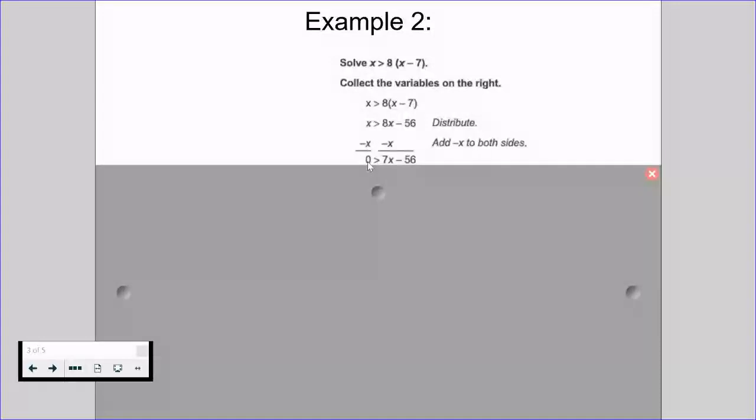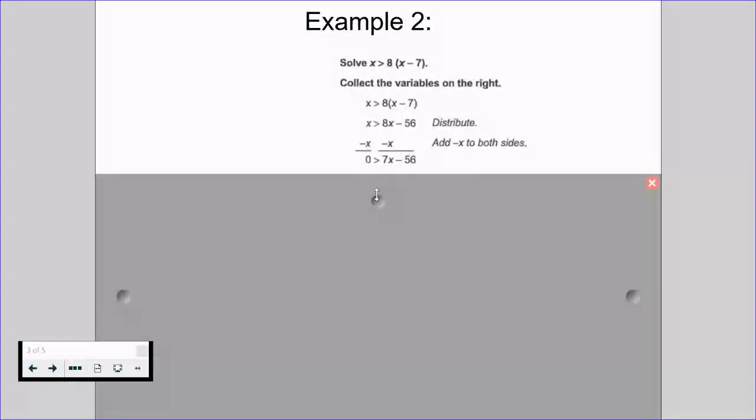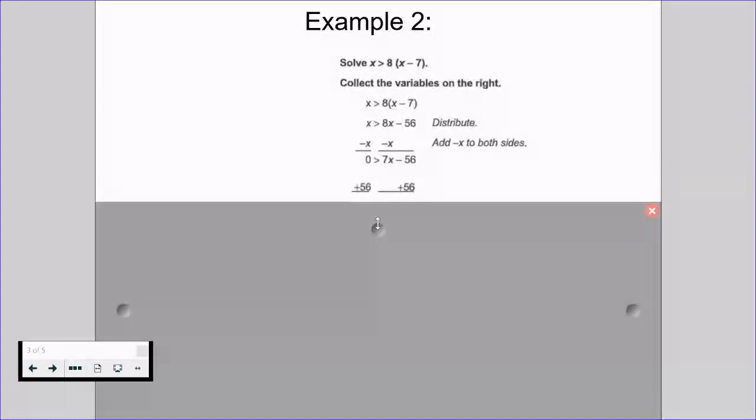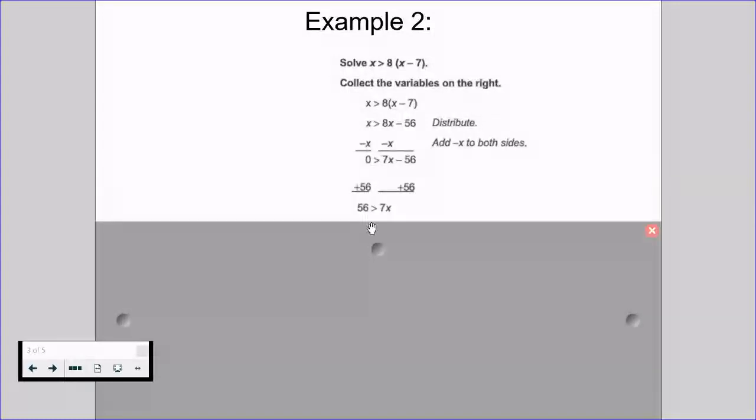A lot of students forget that we have 0 there. Well, anything minus itself is 0. It's not empty. We still have to write the number 0. We have our x's on the right. We want to get our constants to the left-hand side, or our numbers in comparison to the left-hand side. Well, we have a negative 56 on the right, so we're going to have to add 56 to both sides. In doing so, we get 56 is greater than 7x.